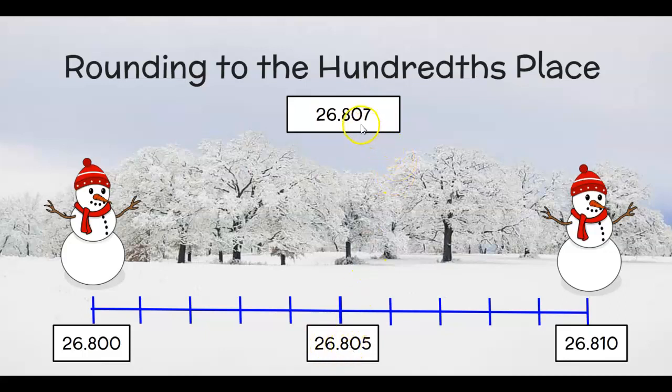Now it makes it super easy for me to mark my 807 thousandths. I look at that 7 and I know that this is 5, so this is going to be 806 thousandths, 807 thousandths. So I have my 26 and 807 thousandths. It lands in between my 5 and my 10, or it's in that group area, which means it's going to round up to 26 and 81 hundredths.